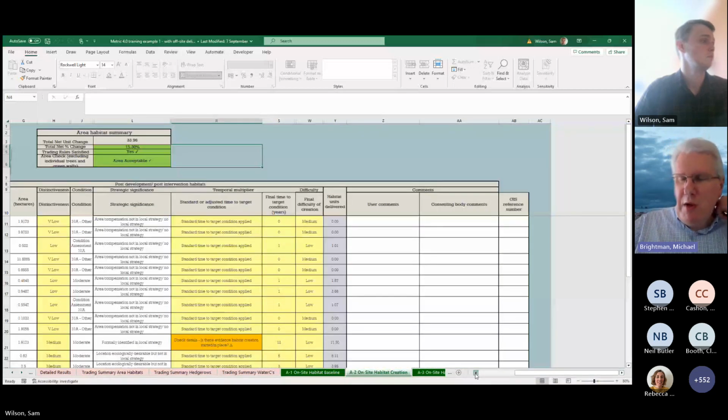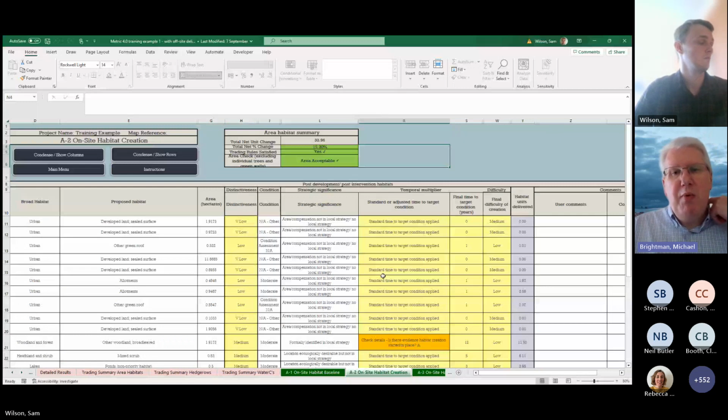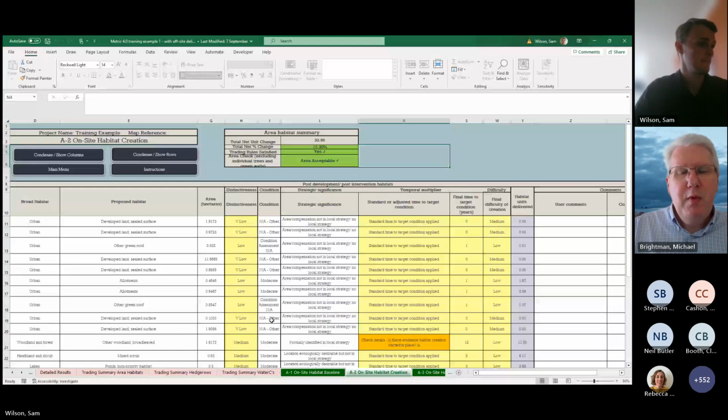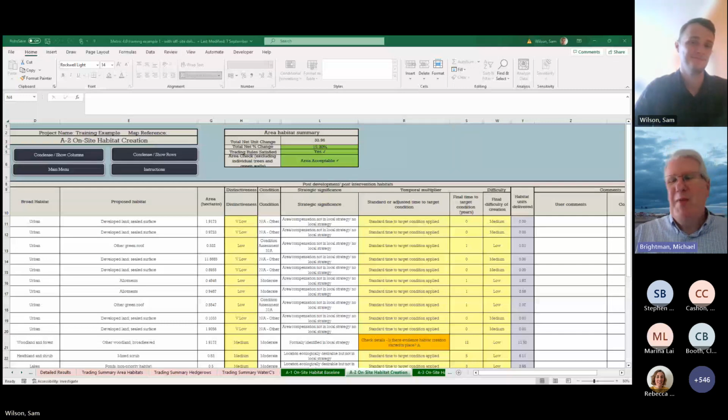Now, next, we're going to look at, in this example, on-site habitat creation. So that's A2, on-site habitat creation. That's what we're already on, Michael. Oh, sorry, I was looking for your mouse moving.